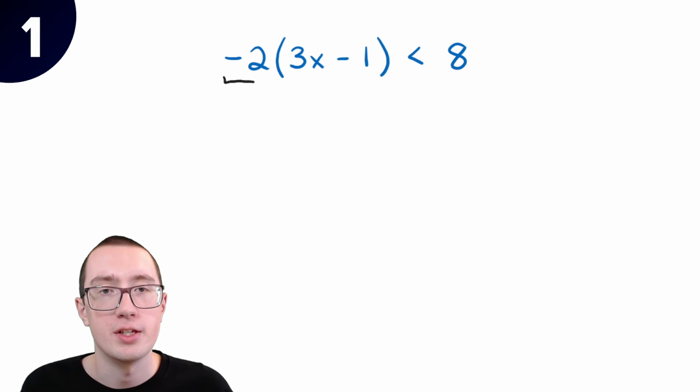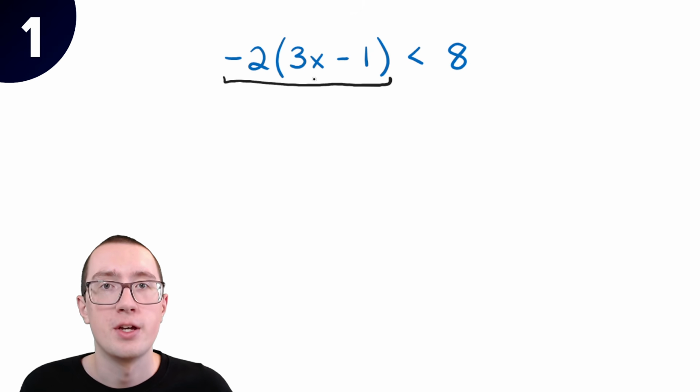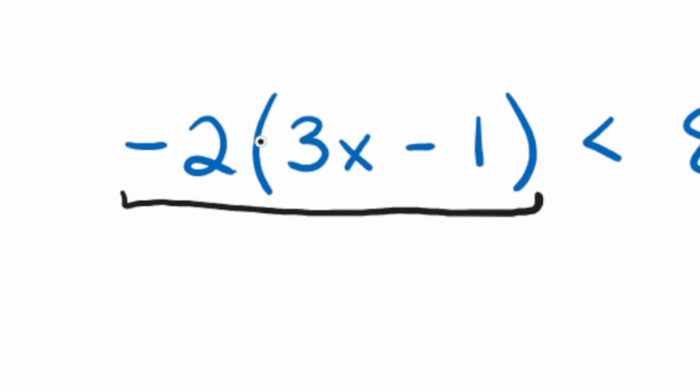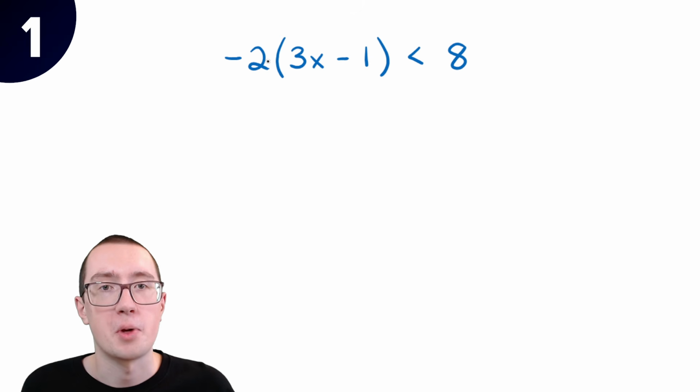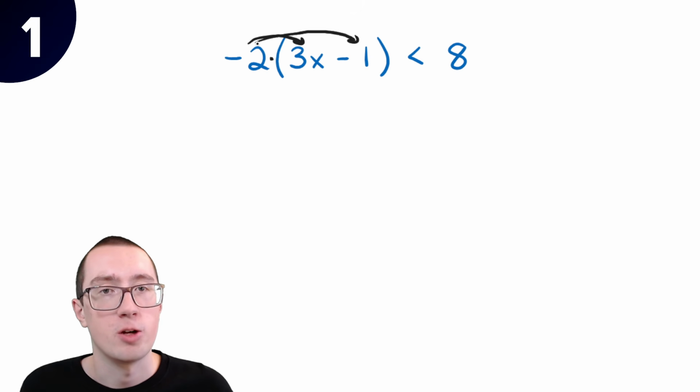But whenever you see this pattern here, where you have a number in front of this set of parentheses, this should immediately say in your head, this is the distributive property. So remember that because there's no sign here, this is multiplication. And what the distributive property says is that when you have a number in front, you have to multiply the number to all of the parts of the parentheses. In this case, there's two parts. So we need to multiply -2 times 3x, and we need to multiply -2 times -1.